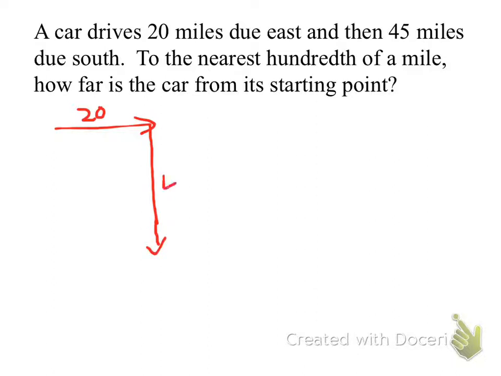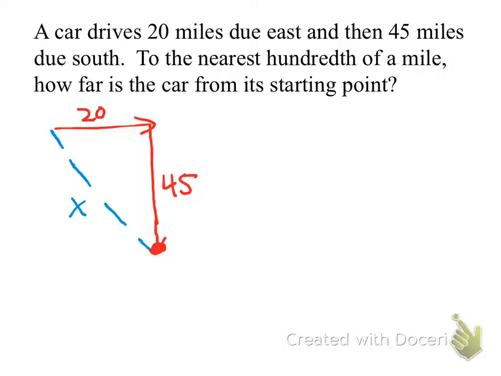To the nearest hundredth of a mile, how far is the car from the starting point? So now, what's the best, the shortest distance? The diagonal. And that becomes our unknown, and we set it up as the square root.